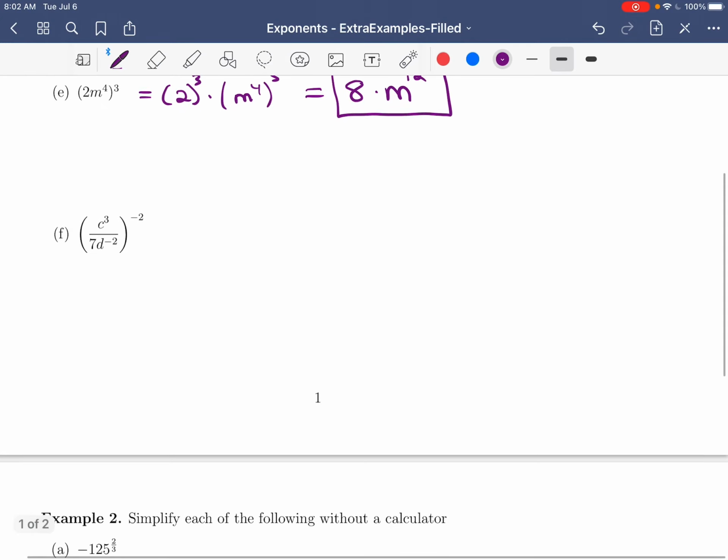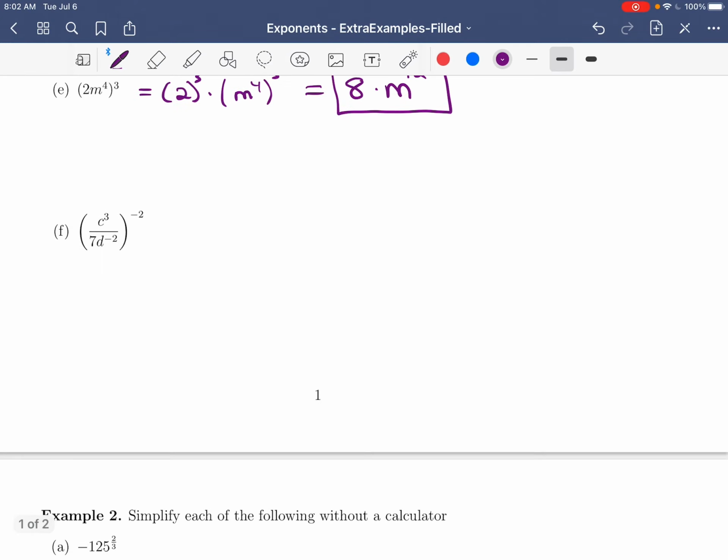Now one with a fraction and some negative exponents thrown in here. Again, there's lots of ways to do this. So I have division inside of this exponent, so we can put the exponent through to both things. So it's going to be c cubed to the minus 2 over 7d to the minus 2, to the minus 2.